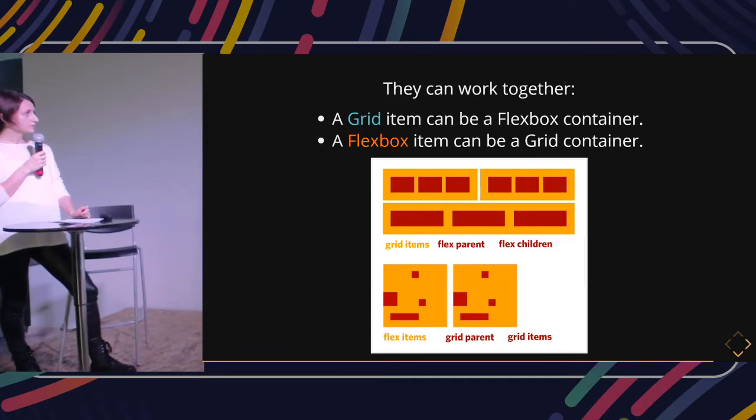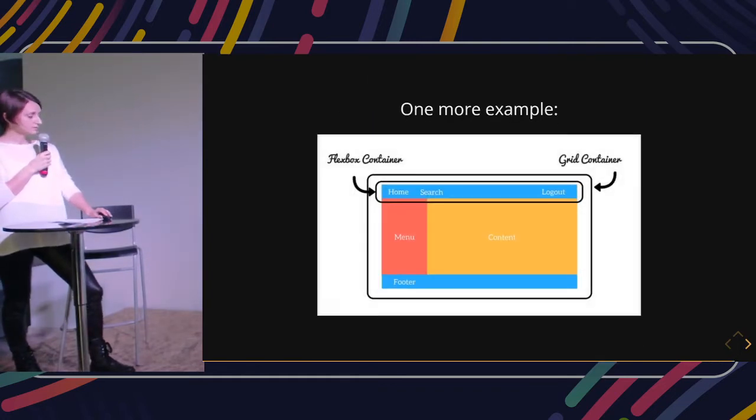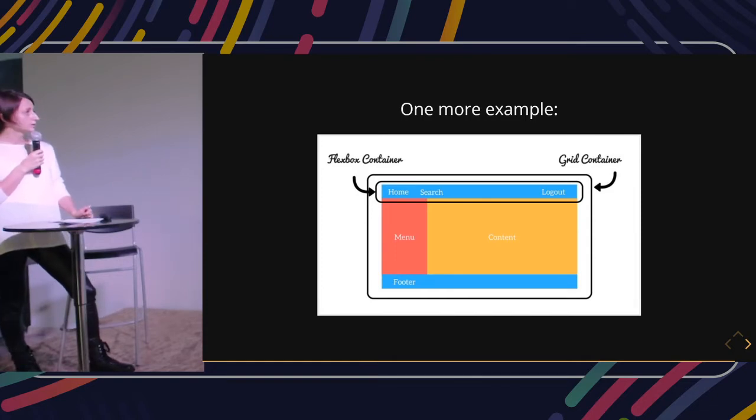And of course, we can use them together. A grid item can be a Flexbox container, and a Flexbox item can be a grid container. And the next slide shows one more example when we can combine these methods.